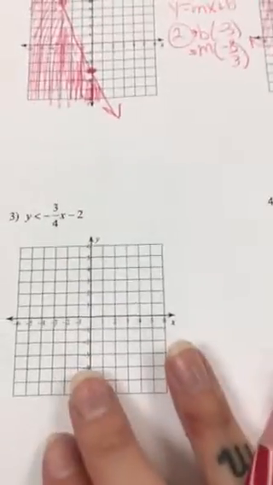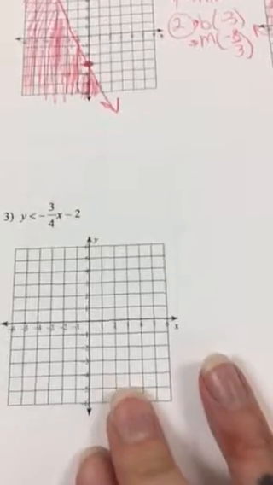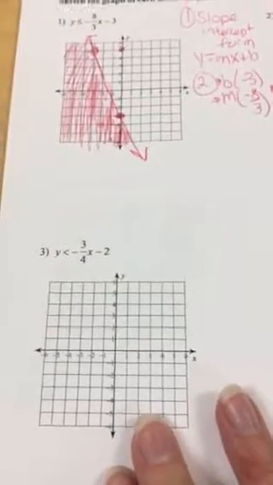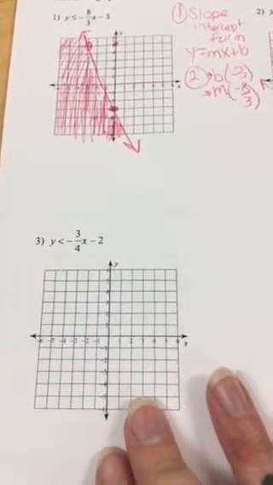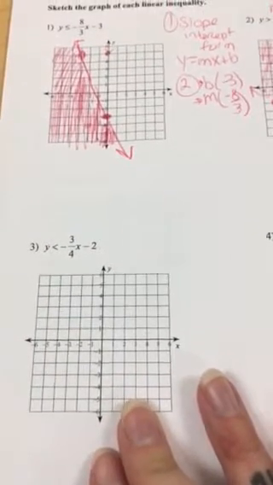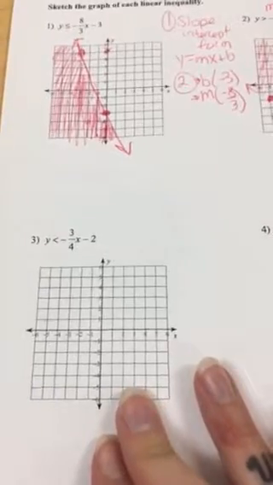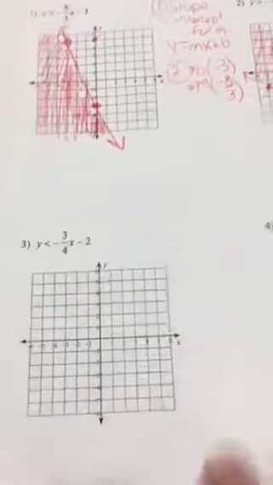Try number 3 with a partner. When you're done, get up and check the key. Or have your teacher go over it.